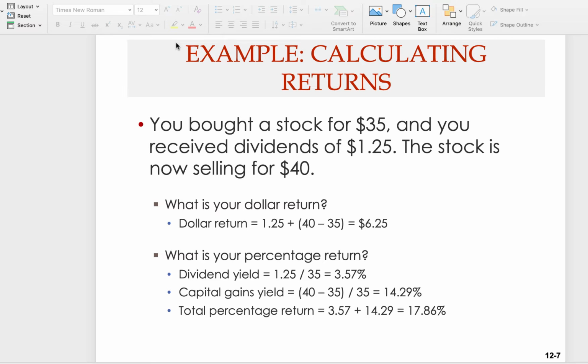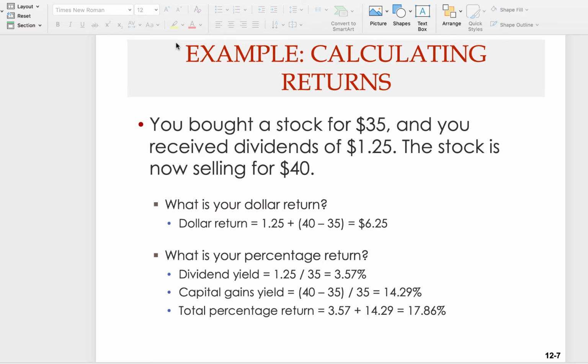Let's look at it from a percentage standpoint. So what's the percentage return? Well, in order to do that, again, I need to first calculate my dividend yield. Then I need to calculate my capital gains yield. And then to figure out what the total percentage return is, I add those two together. So let's calculate the dividend yield. We take the income, or the dividend, which is $1.25, divided by the original price, which is $35. We have a dividend yield of 3.57%.